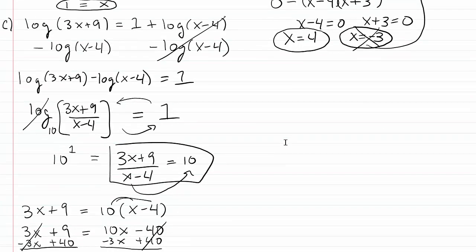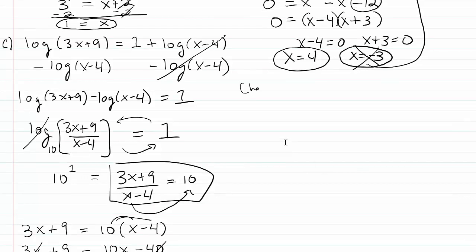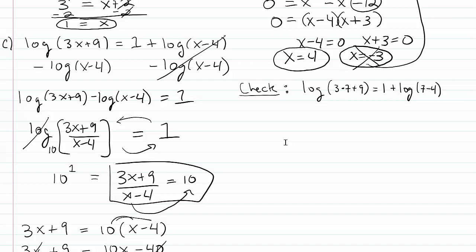So let's go back here. So here's our check for the problem. In our original equation, we had log of 3x plus 9. That will be now 3 times 7 plus 9 is equal to 1 plus log of x minus 4. That will now be 7 minus 4. All right, so this will become log of 21 plus 9, which is 30, is equal to 1 plus the log of 7 minus 4, which of course is 3.